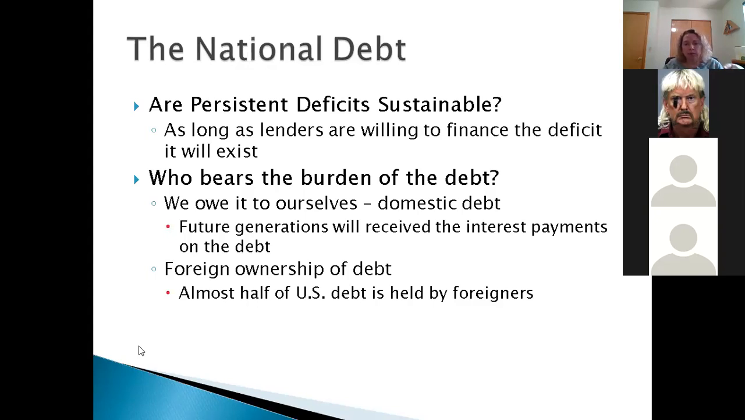So there's a couple of things that we have to talk about when we talk about the burden of the debt. If the money is borrowed from Americans or American companies, it's domestic debt. The money actually all stays in the US. So we loan the money to the US government, and then the US government pays us back with interest, but that's really just keeping the money cycling in the US economy. So I don't know if domestic debt is as big of a deal as foreign debt.